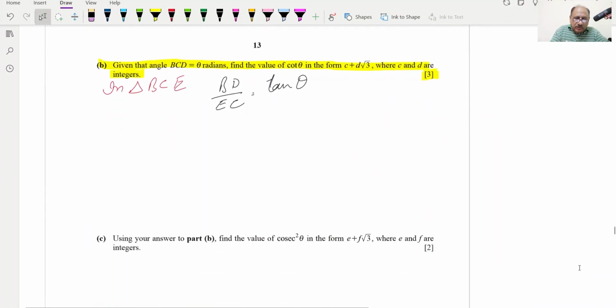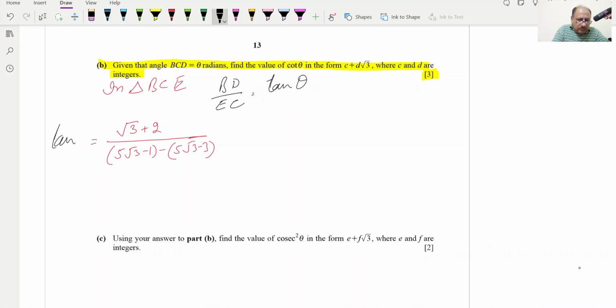Hopefully you understood that one. So this will be, BC over EC will be equal to tan theta, and BC is root 3 plus 2, this is BD, and BD over EC will be 5 root 3 minus 1 minus 5 root 3 minus 3. This is tan theta, or we can write on this side tan theta. Tan theta is equal to this, and further we can simplify this.